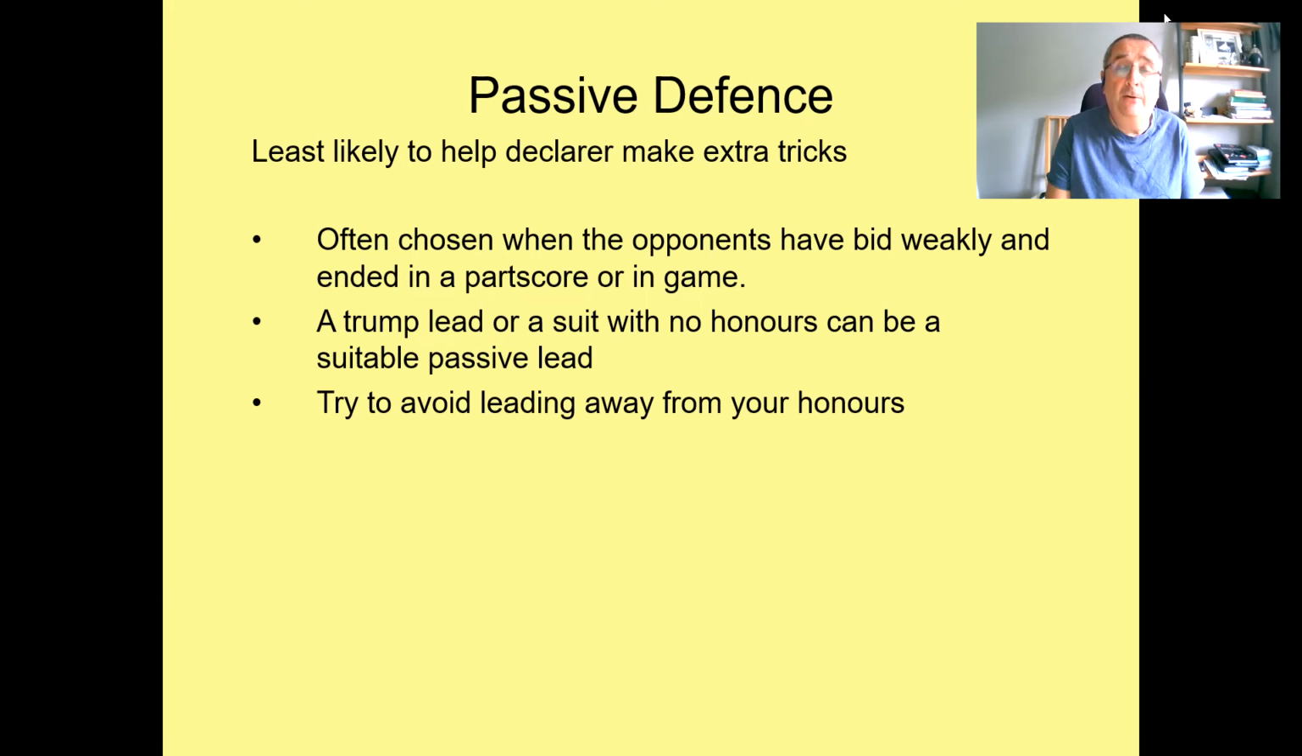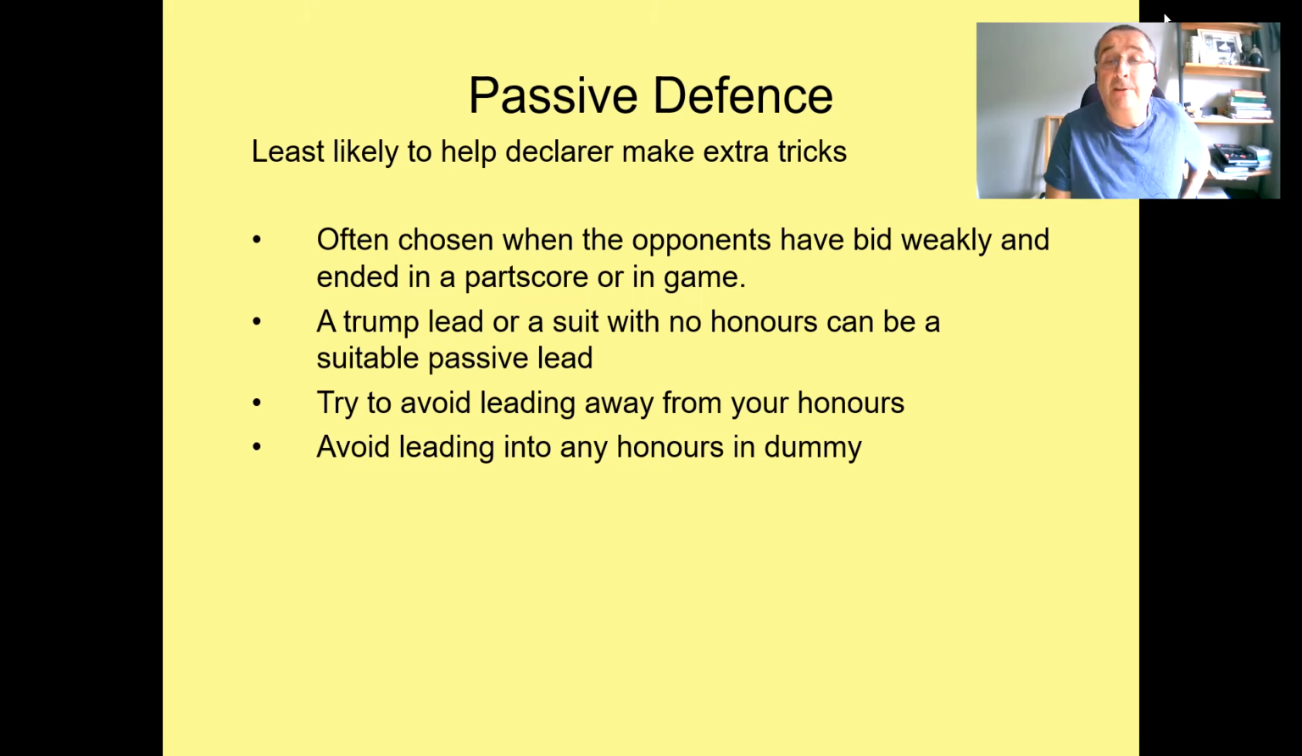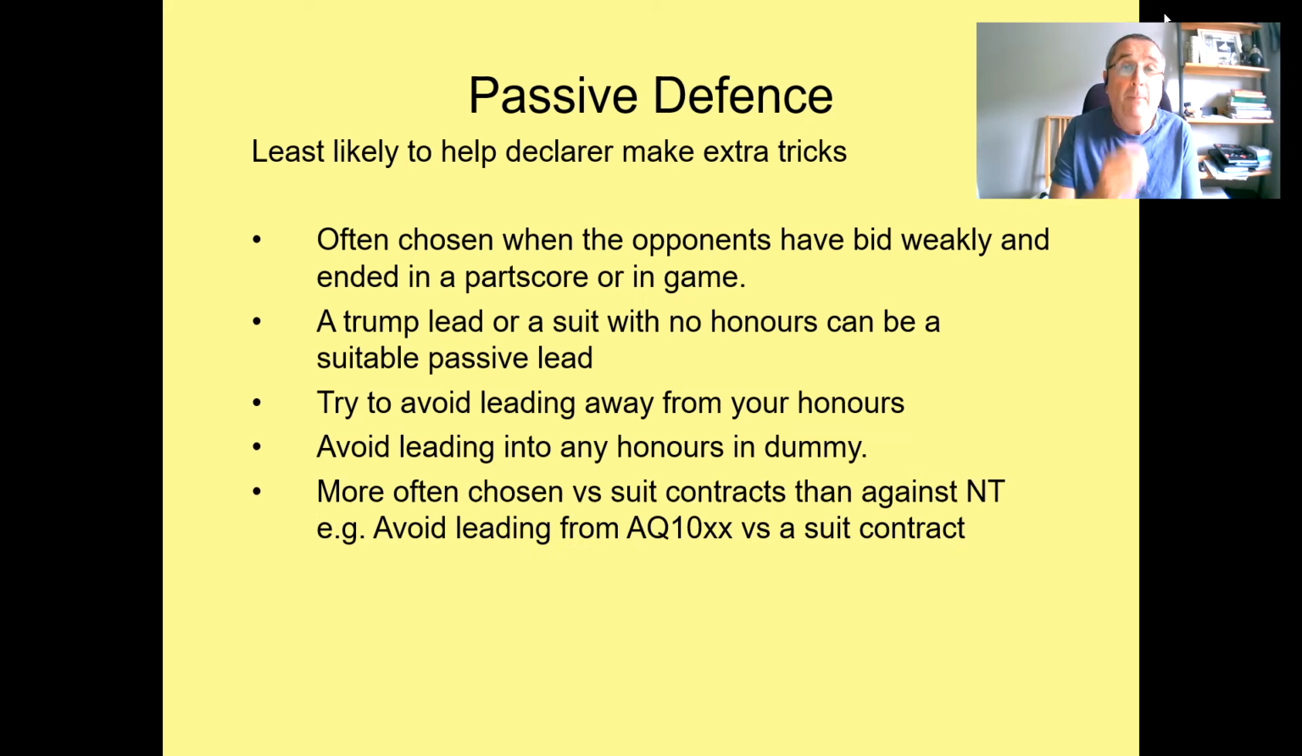So if you decided to play passively, you would normally try to avoid leading away from your honors, and try to avoid leading into any honors in dummy. If you see dummy later on, you would normally try to avoid leading into any honors that are there. And a passive defense is more often chosen against a suit contract than against a no trump contract.